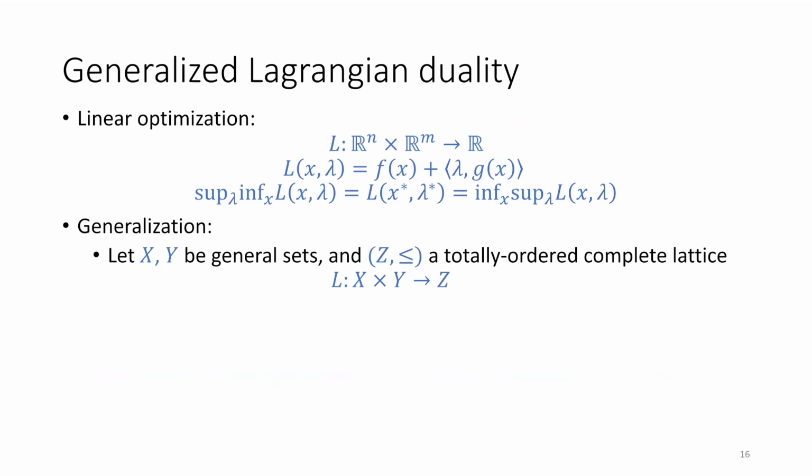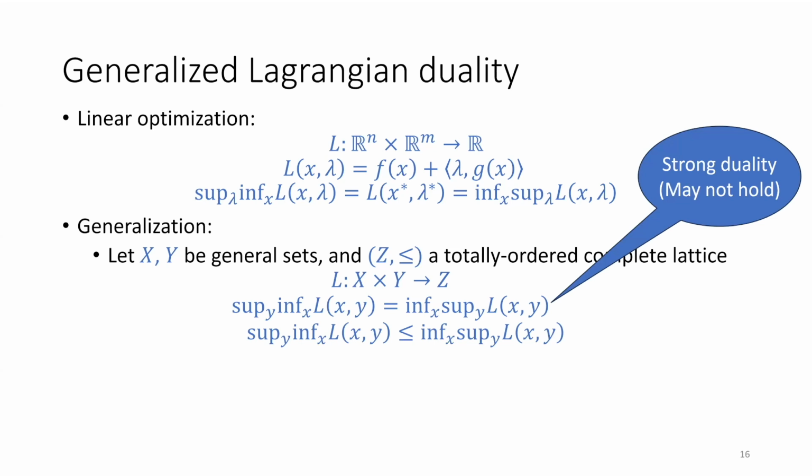The way we generalize it is we let x and y be arbitrary sets, and z be a totally ordered set. Usually it's going to suffice for z to be -1 and 1. If the sup inf is equal to the inf sup, this is what's called strong duality. This doesn't always hold, but the sup inf being less than or equal to the inf sup does always hold. It's the same as having the implication between exists-for-all and for-all-exists.